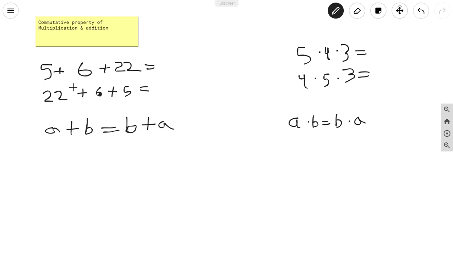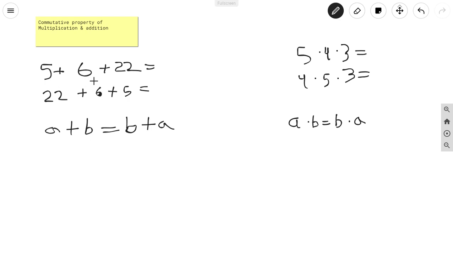The commutative property of addition states your addends, meaning the numbers you're adding, can be added in any order without changing your sum, your final answer. Okay, so let's look at this. These are the same group of numbers right here, top and bottom, but I moved them around. Let's see if I get the same answer.